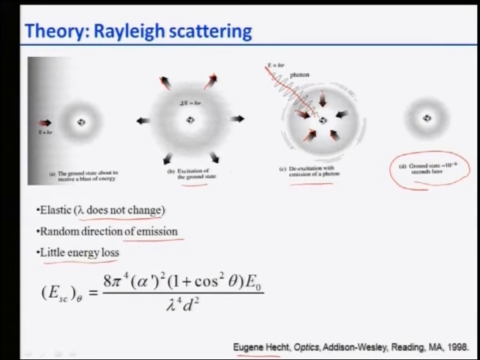And this is basically the scattering energy, where these are the different parameters. Lambda is the wavelength, D is the energy level, ground state, and theta is the angle at which it is scattering.